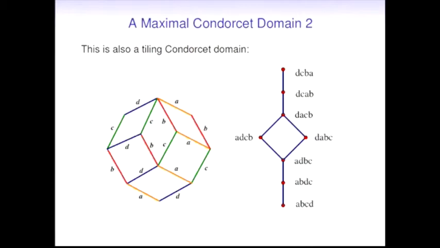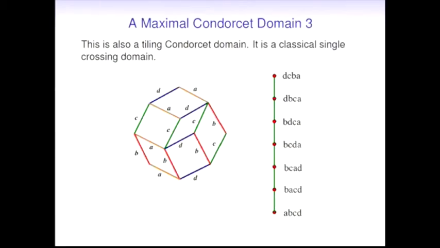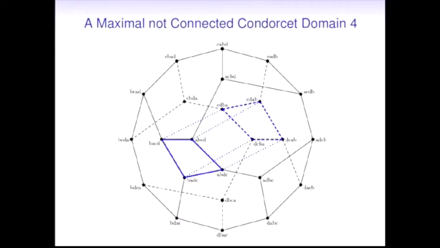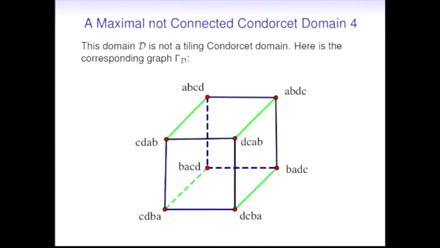That's another maximal Condorcet domain. It's also a tiling domain. It has one little square. It has only 8 orders. This is a classical single crossing profile, so the corresponding graph is just a path, a line. This is how the permutahedron in the case of 4 alternatives looks. It's already 24 vertices, this polytope. And what I show here is not connected in the classical sense, a maximal Condorcet domain. So these are two parts of it, but our associated graph is a cube, so it is connected.